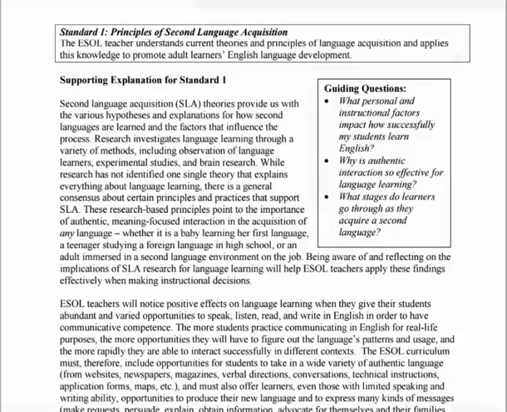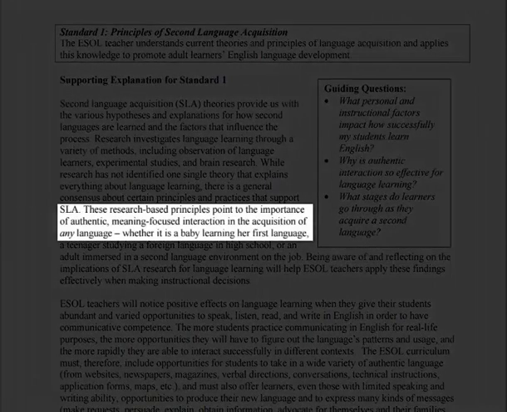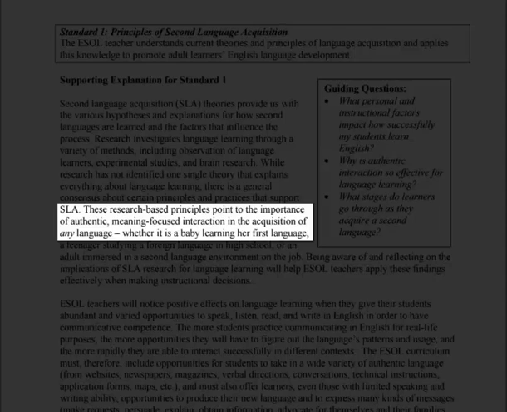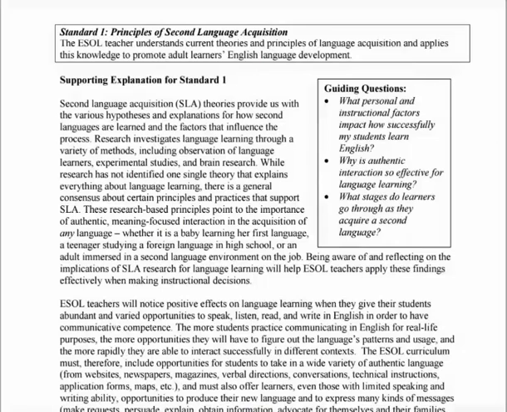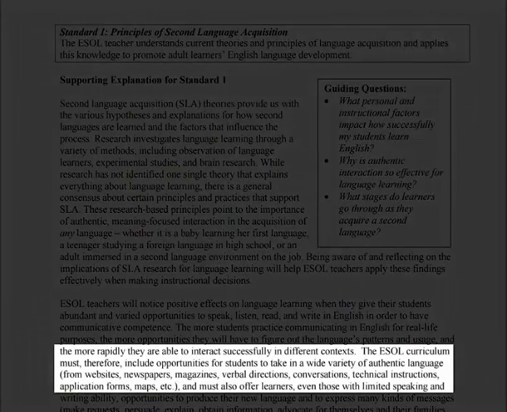It also reflects prevailing theories and research in the field. For example, these research-based principles point to the importance of authentic, meaning-focused interaction in the acquisition of any language. In addition, the supporting explanation also offers examples of effective ESOL instructional practices. For example, the ESOL curriculum must, therefore, include opportunities for students to take in a wide variety of authentic language from websites, newspapers, magazines, verbal directions, conversations, technical instructions, application forms, maps, etc.